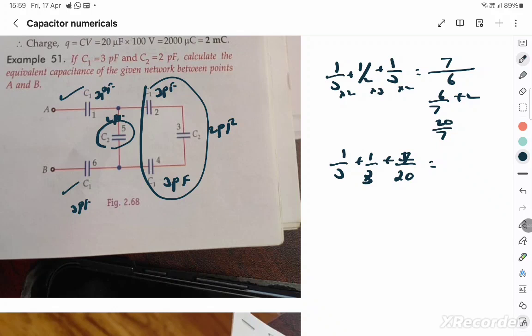That was sum number 51. Yeah, so it is 7 by 20, 1 by 3. This answer is 61 by 60 picofarad, and that's the C equivalent, and that's the question. So let's go to the next question.